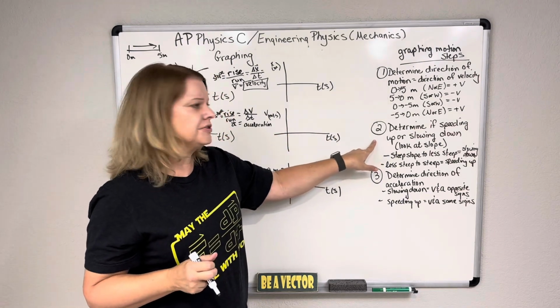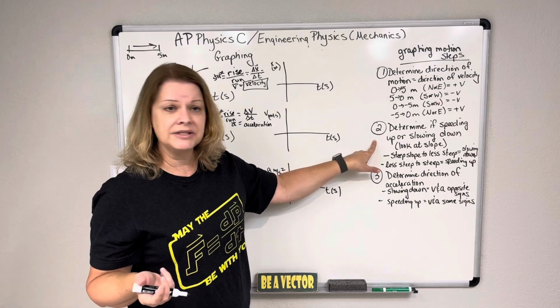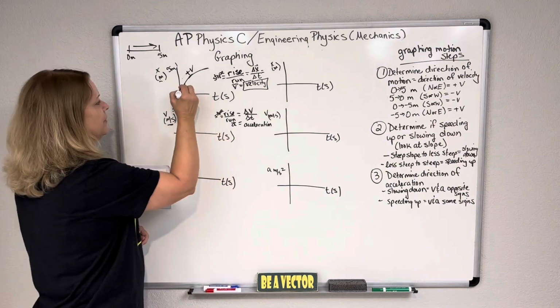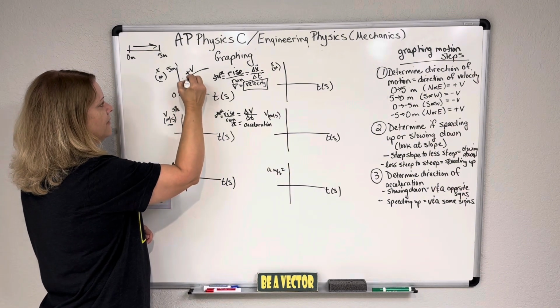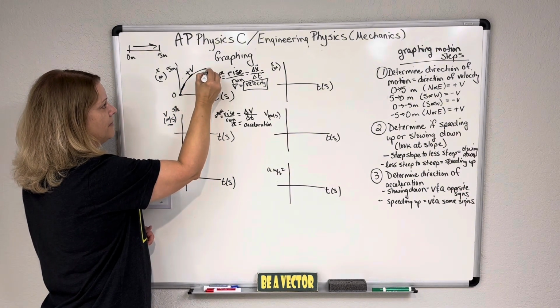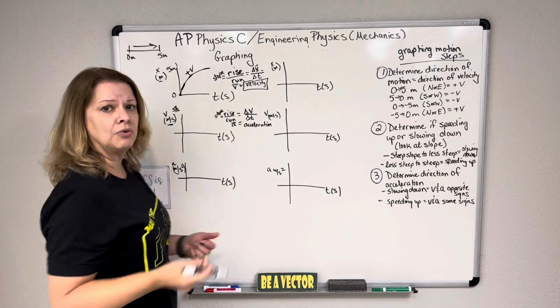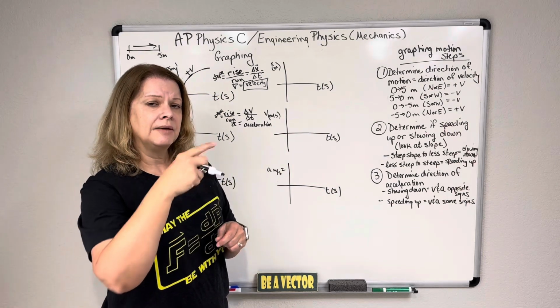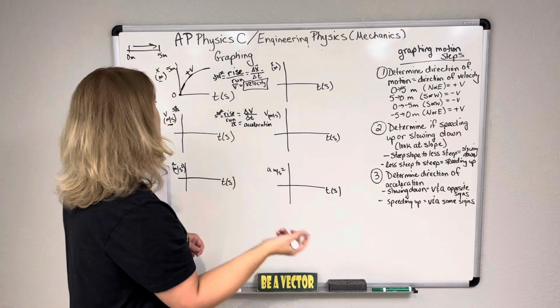Second thing I need to do is determine if it's speeding up or slowing down. And we're going to do that by looking at the slope. All right, I have a really steep slope here. I have a less steep slope, and then I'm almost at rest up here. I'm almost at a horizontal line. That means I'm going really fast, and I'm slowing down to almost a stop.